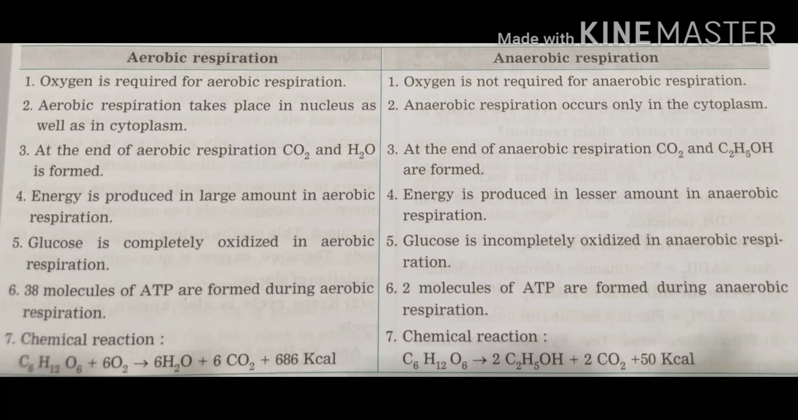And see the chemical reaction. C6H12O6, that is glucose molecule, plus 6O2 gives you 6 water molecules plus 6 CO2, that is carbon dioxide molecules, and 686 kilocalorie energy. And in anaerobic respiration, the chemical reaction is like this. C6H12O6, that is glucose molecule, gives 2 C2H5OH, that is ethyl alcohol, plus 2 CO2 carbon dioxide molecules plus 50 kilocalorie energy.